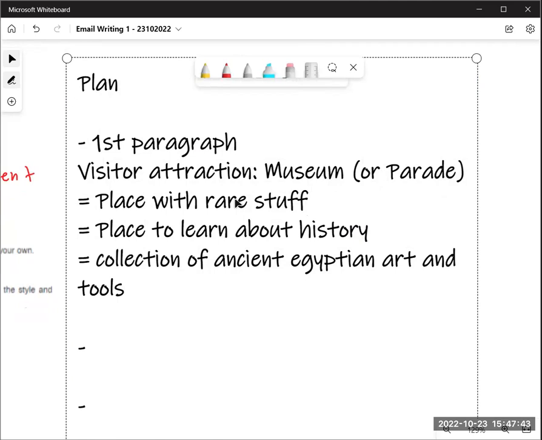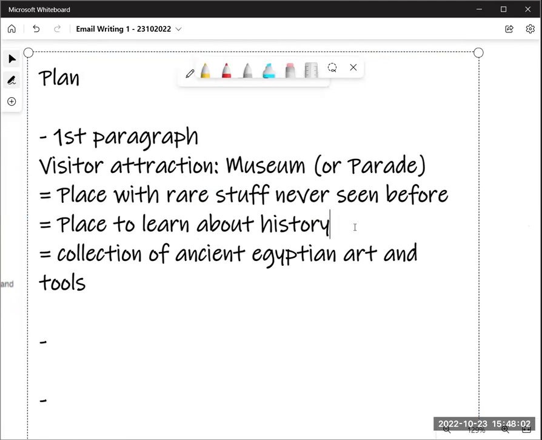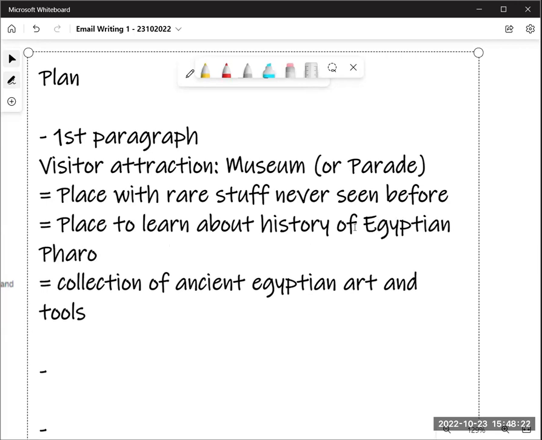Now, place with rare stuff, that makes sense. But a little bit more. Let's say place with rare stuff, never, let's say never seen before. So it's a place with rare stuff which have never been seen before. Okay, a little bit more detail. Now, place to learn about history. History of who? Of, let's say, Egyptians. Or instead of Egyptian, let's say Egyptian pharaohs. So more detail.